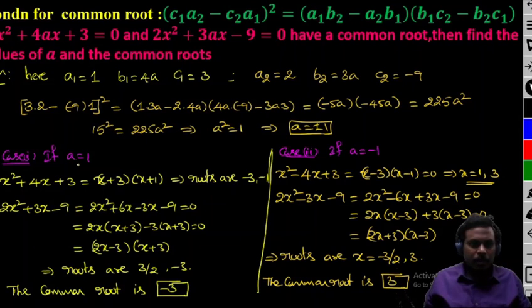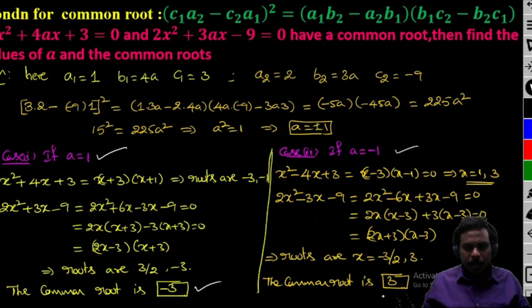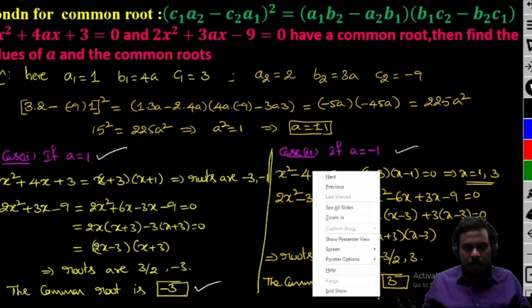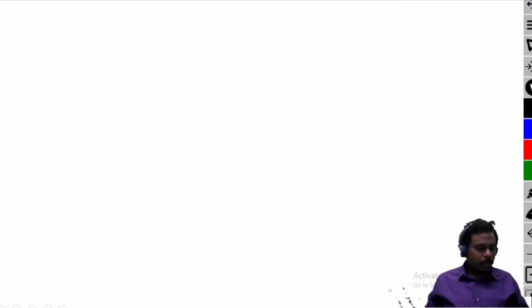So if a is equal to 1, then the common root is minus 3. If a is equal to minus 1, the common root here is 3.